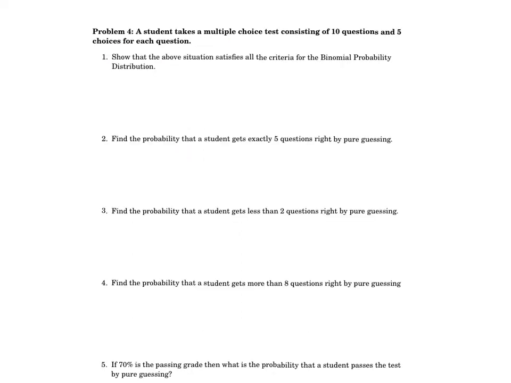This is another example of binomial distribution. A student takes a multiple choice test consisting of 10 questions and 5 choices for each question, so that it satisfies all the conditions of binomial probability distribution. Number 1 is a countable, fixed number of trials. In this case, how many questions are you answering? 10. So n is equal to 10.